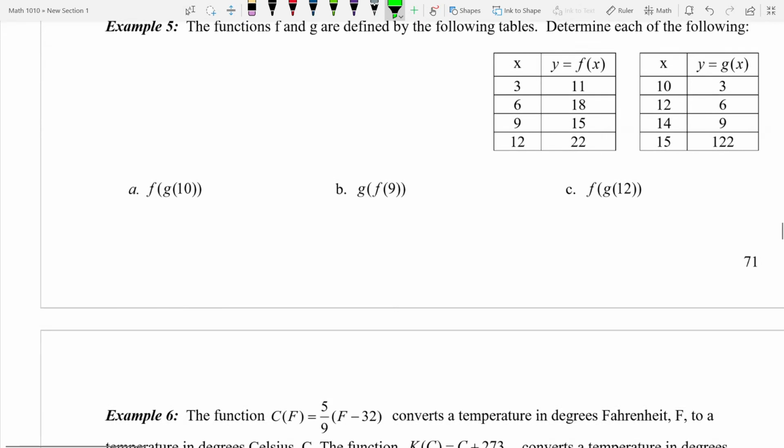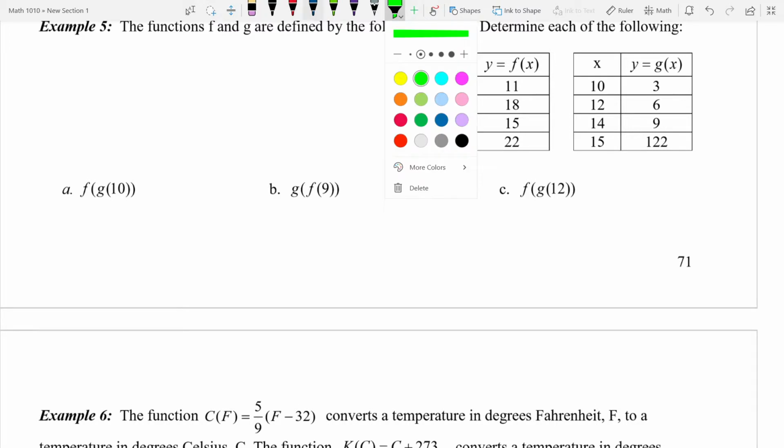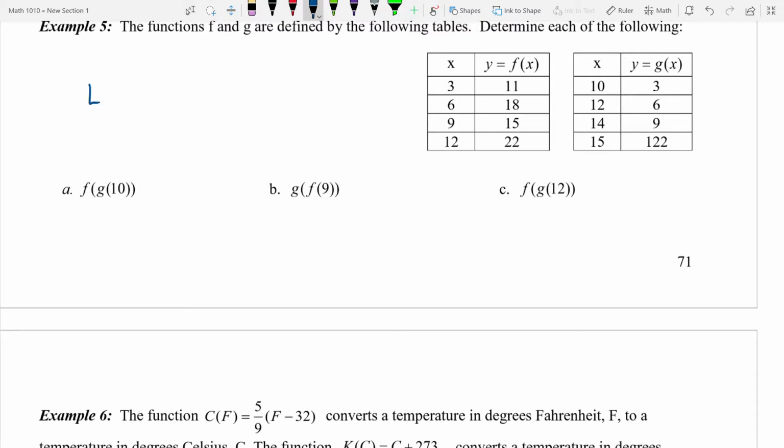Okay, here's question 5. This is not bad. Everybody write this down: do I go left to right or right to left? Everybody tell me. It's going to be right to left because it's a number. Okay, so look what you're going to do. Find g of 10. Draw an arrow right there and tell yourself that's an x value.